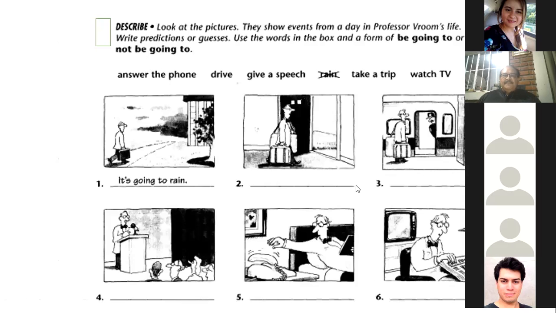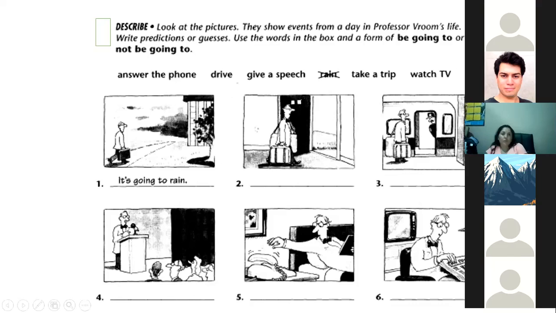Okay, here. Ricardo, read the first expression, the first picture, please. And describe. Yes. Look at the picture. They show events from a day in Professor Broom's life. Write predictions or guesses. Use the words in the box in the form of be going to or not be going to. Okay. Number one. It's going to rain. Okay, good. Now, number two, Elena. He's going to take a trip. Okay, he's going to take a trip. Yes, that's the one, right? He's going to take a trip.